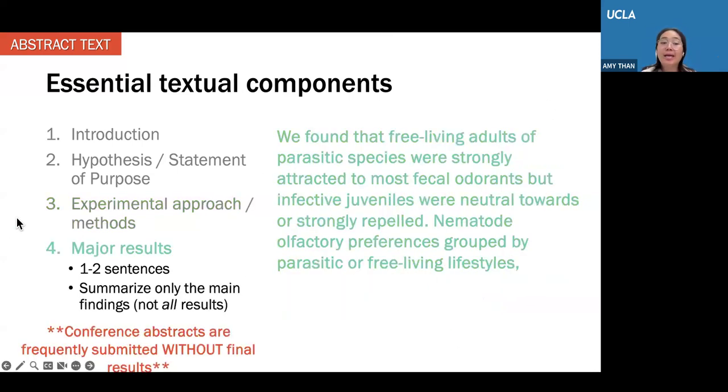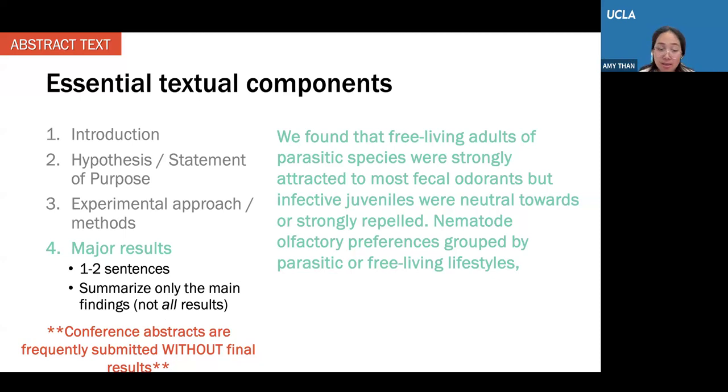Fourth, you could include major results, which are about 1 to 2 sentences. You want to summarize only the main findings, not all the results, because there's no way for you to fit in everything that you found in one abstract. You just want to summarize the main findings, which means what was a big takeaway? What information did you learn that contributes to the research gaps that you mentioned are important to address or answer?